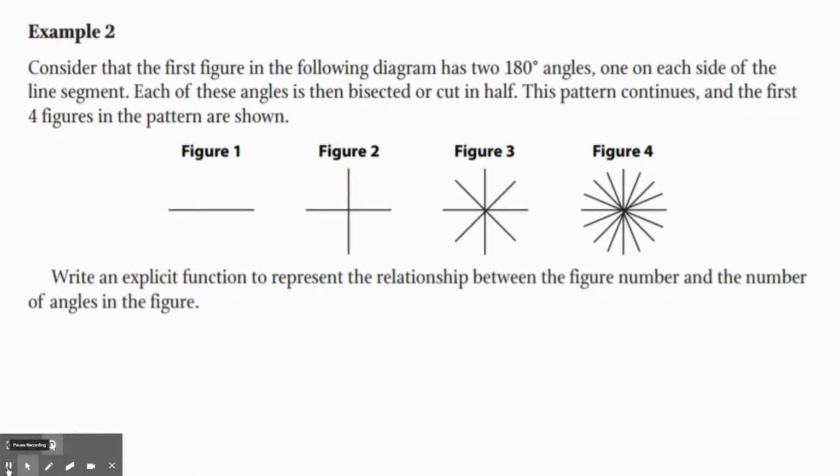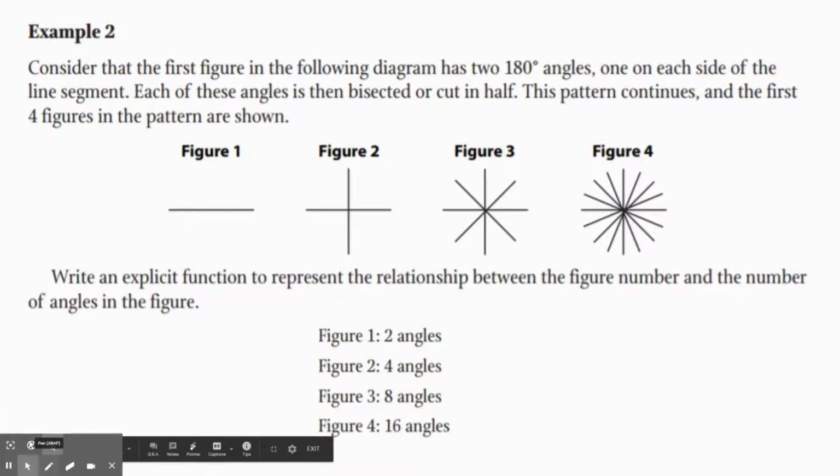Consider that the first figure in the following diagram has two 180-degree angles, one on each side of the line segment. Each of these angles is bisected, or cut in half. Then what we're going to do is start counting the number of angles. As you can see, figure 1 has 2 angles, two 180-degree angles.